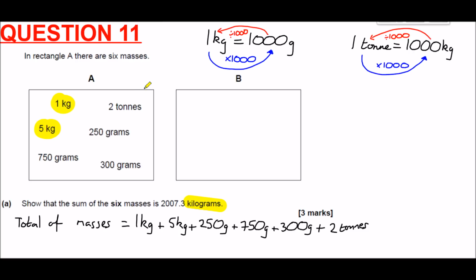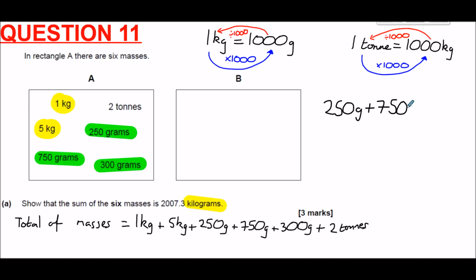So what we may as well do is just group the grams together. So 250 grams plus 750 plus 300, we can add these together. So 250 plus 750 plus 300. Check on your calculator if you'd like. That will come to 1,300 grams.